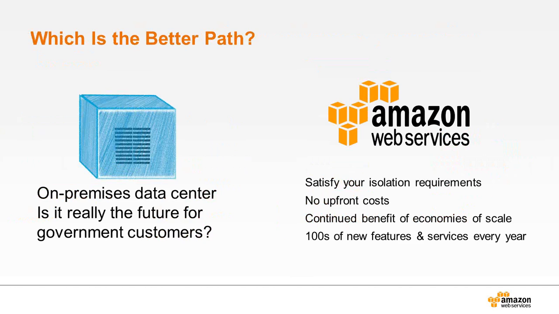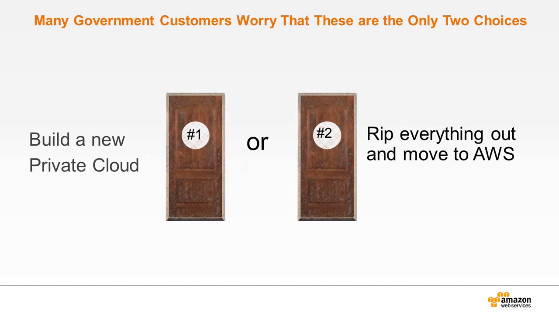As time moves forward, stakeholders and citizens are more and more demanding and asking for additional value-added services from IT. So in order to be responsive, let IT concentrate on solving the needs of business and being more responsive to internal and external customers. So which is the better path? On-premise data center, is that really the future for government customers, or is it really moving to AWS, a cloud service where there's no upfront costs and hundreds of new features?